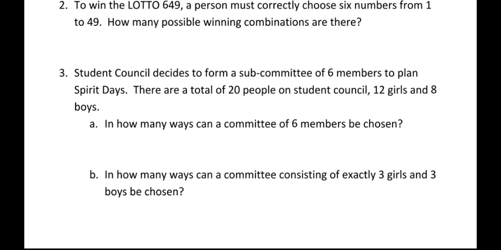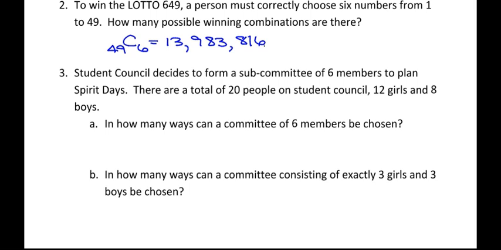With some examples. To win Lotto 649, a person must correctly choose 6 numbers from 1 to 49. How many possible winning combinations are there? Again, in the Lotto 649, you need to select the correct numbers, but they don't need to be in any particular order. So that's what makes this a combination. If we're choosing from 49 numbers and we're choosing 6, that gives us 13,983,816. Again, make sure that you can get this answer on your calculator.